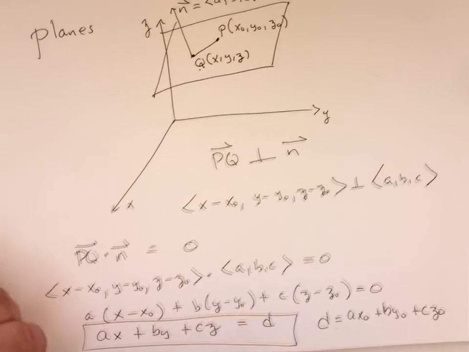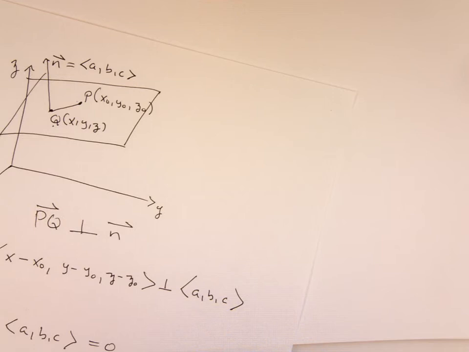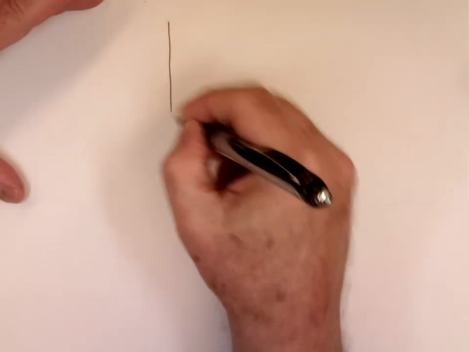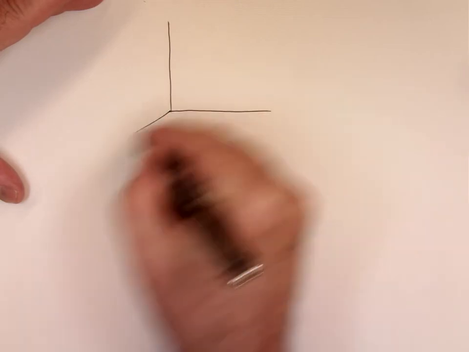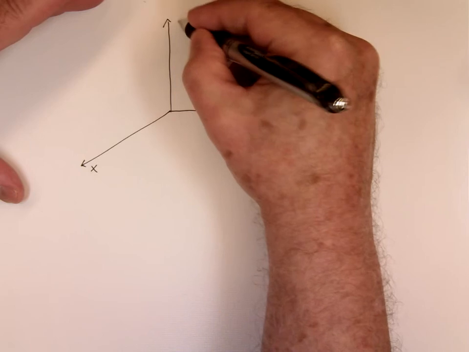Here's a test question. Given 3 points, find the equation of the plane. So the last one was given 2 points, find the equation of the line. This one is given 3 non-collinear points, find the equation of the plane. So let's do it. Let's take 3 points.